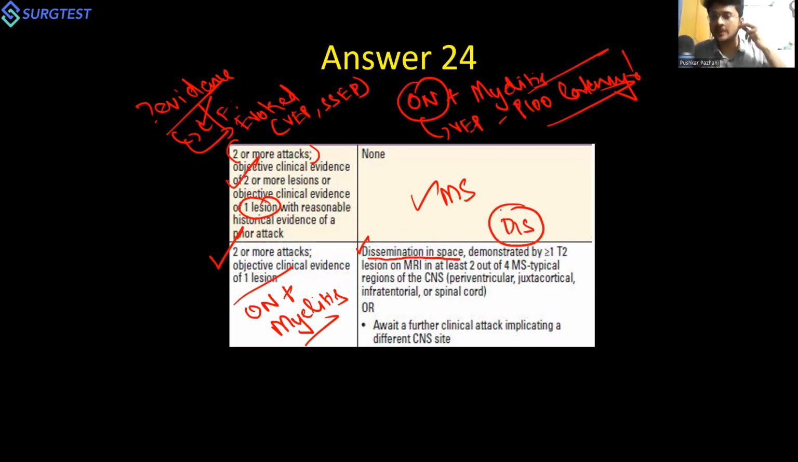So how do you establish dissemination in space? You should have one or more T2 lesions in the MRI in 2 out of the 4 MS typical areas. I've already told you what the 4 typical MS areas are. It is periventricular, juxtacortical and cortical. Okay, remember in Harrison they have not mentioned it, but it is there in the 2017 revision. So juxtacortical and cortical involvement, infratentorial and spinal cord. So in these 4 areas, at least 2 areas should be involved with 1 or more T2 hyperintense lesions in the MRI. So either you could do this, or you could wait for another clinical attack. Okay, so this is how you establish dissemination in space. So this is for this scenario.